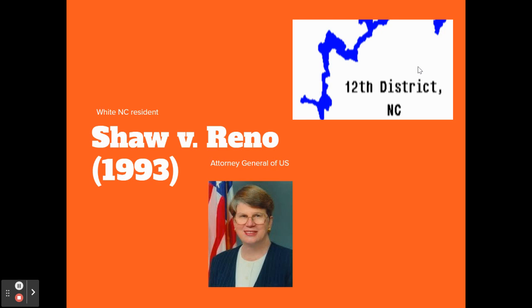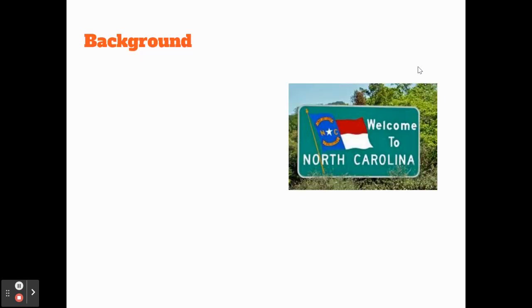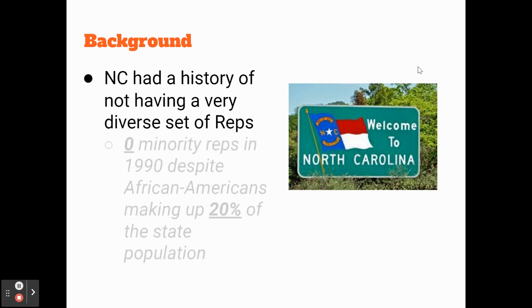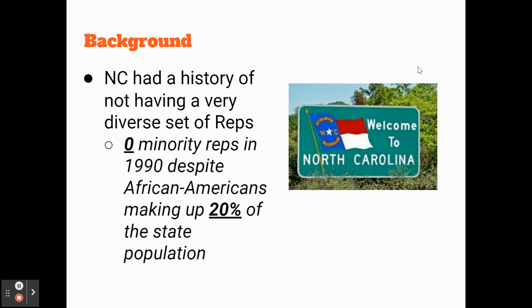She basically was the person running the Department of Justice, which is a cabinet position. And this case is going to be involved over a dispute regarding that district you see in the upper right hand corner, which is North Carolina's 12th district. All right, here's the background. North Carolina, unfortunately, had a history of not really electing many minority representatives to the House of Reps. In fact, in 1990, they had zero minority reps elected from North Carolina, despite the fact that African Americans made up 20% of the state's total population.